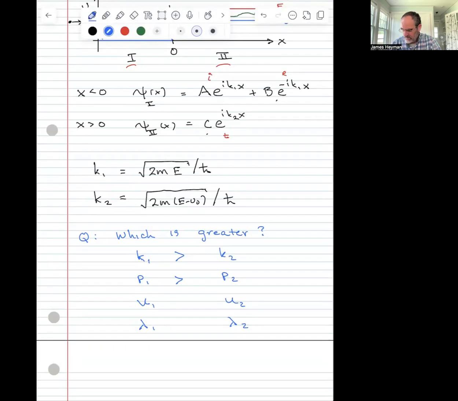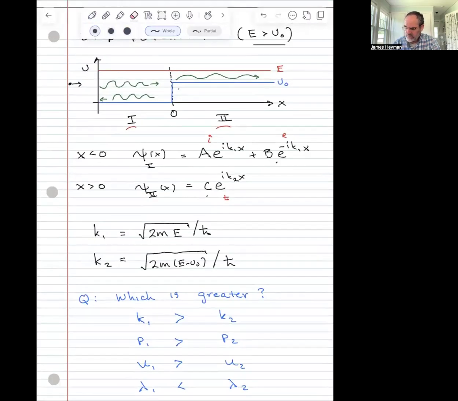How about the velocities? Which one is moving faster? Well, clearly, if p1 is greater than p2, then v1 must be greater than v2. What about the wavelengths? Which has longer wavelengths, the particle in region 1 or the particle in region 2? That's pretty clear too, right? Since the momentum and wavelength satisfy the de Broglie relationship, it's clear that the wavelength is shorter in region 1 than in region 2, just as we've drawn in our picture.